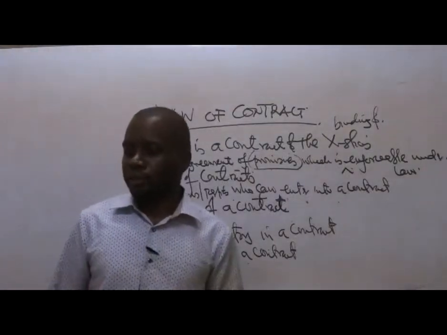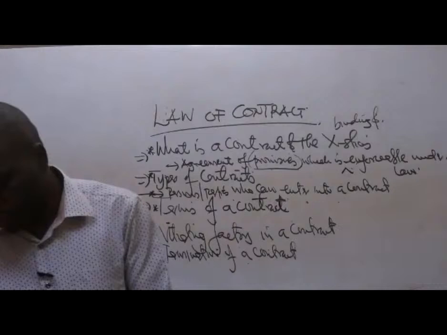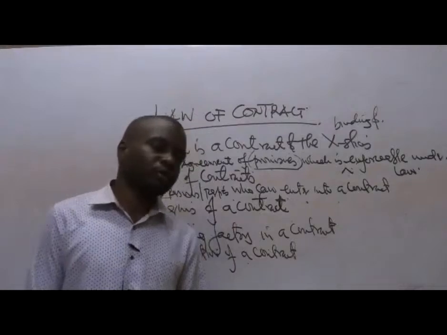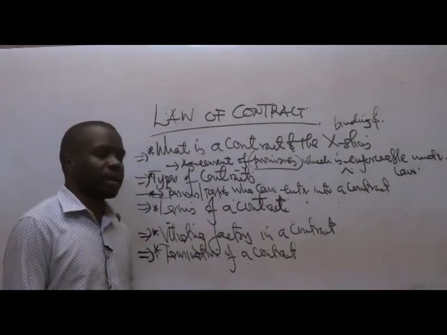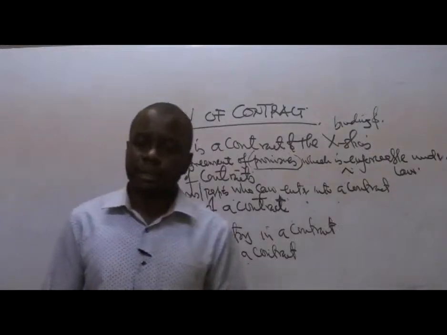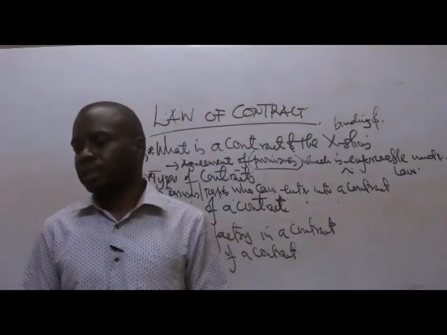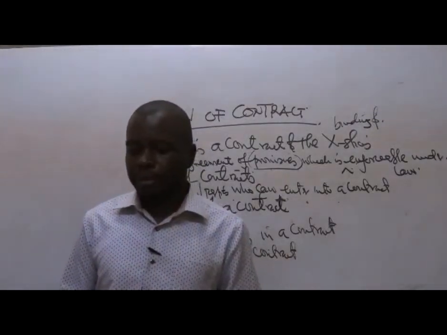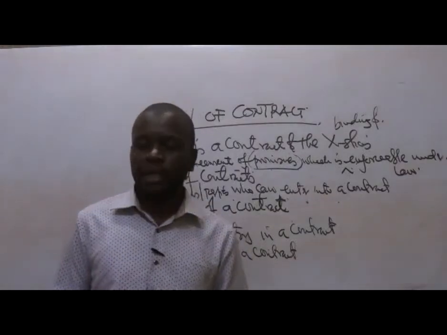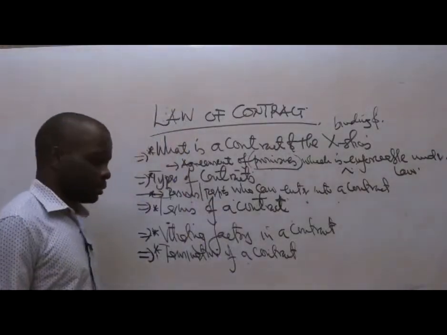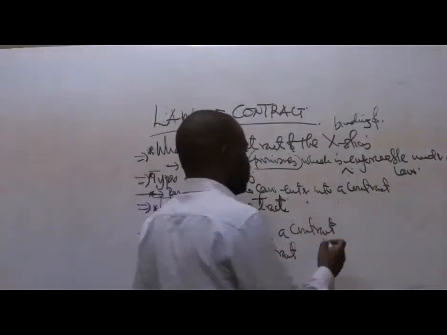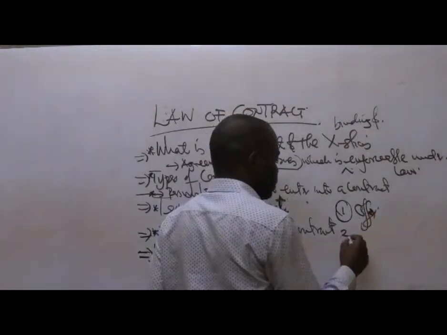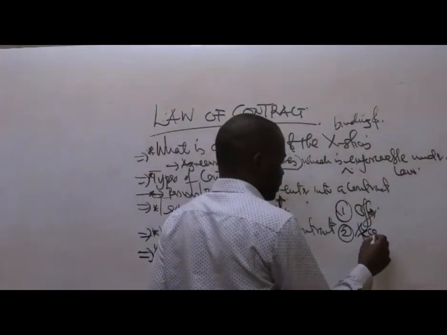So what are the key essential elements of a contract? When you talk about the key essential elements, we're talking about the key characteristics that must be present for a particular agreement to be seen as actually being a contract. What are the key essential elements that must be present for a particular agreement to be concluded as being what you are calling a contract? So number one, the essential element is that there must be an offer. Number two, there must be an acceptance.